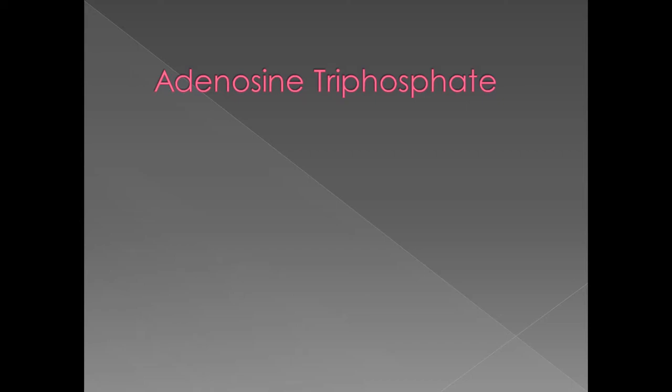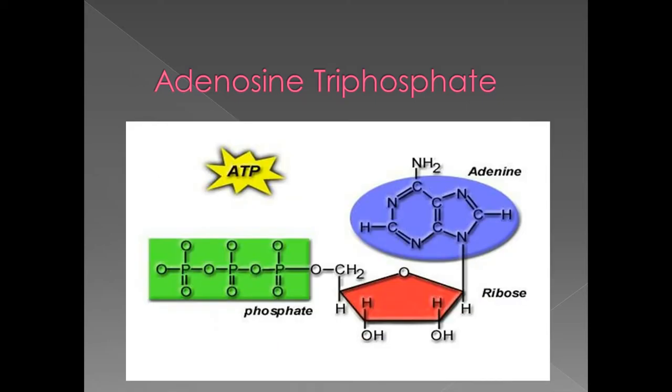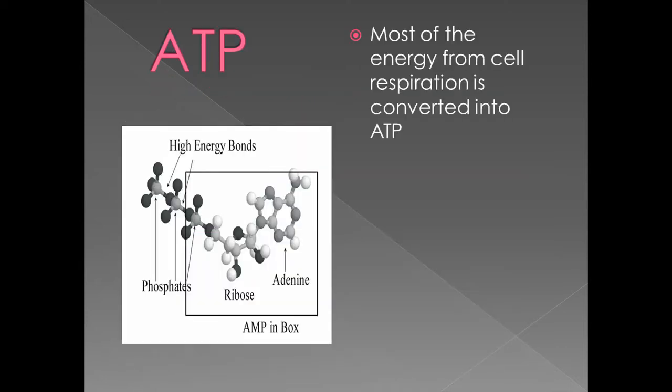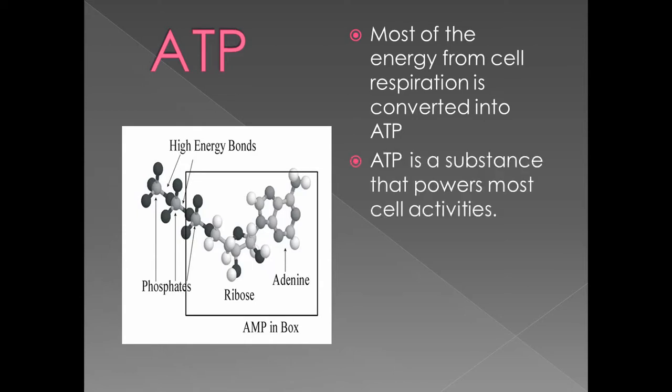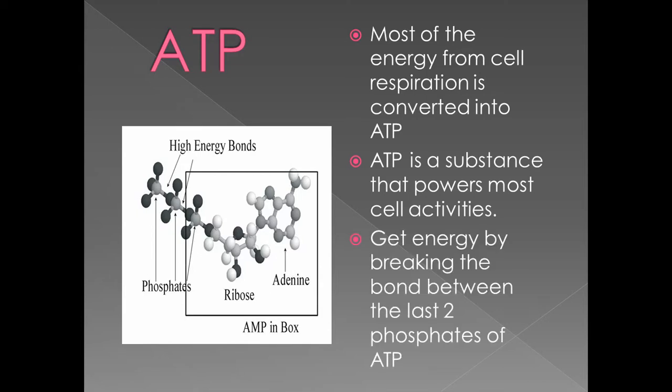ATP, we know, is called adenosine triphosphate, and it has 3 parts: the adenine, the ribose, and the 3 phosphate groups. Most of the energy from cell respiration is converted into ATP. Not all of it, but most of it. ATP is the substance that powers most of the cell's activities. We talked about mitosis, we talked about active transport. The energy to fuel these things is coming from ATP.